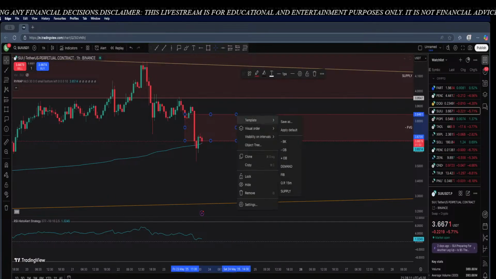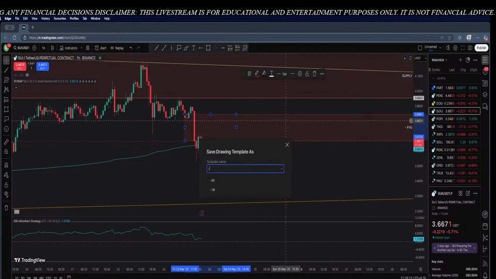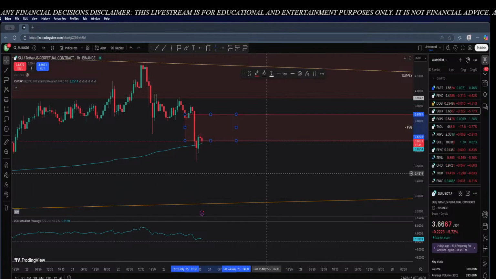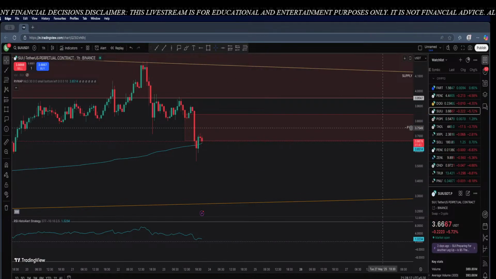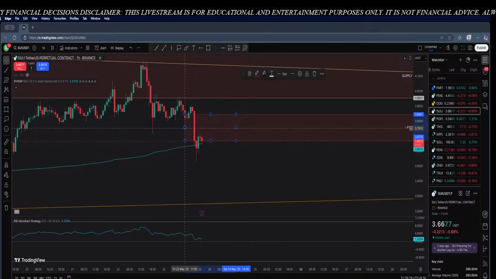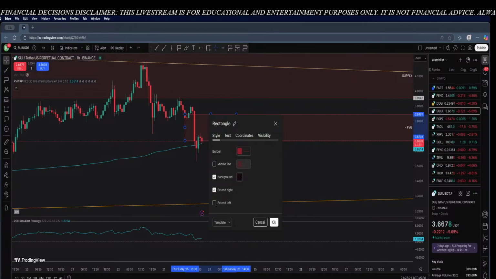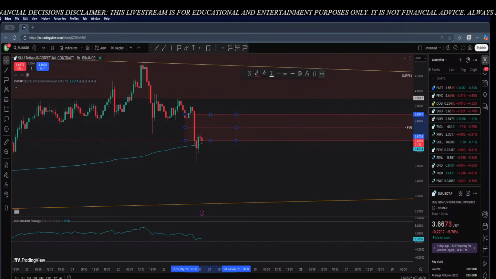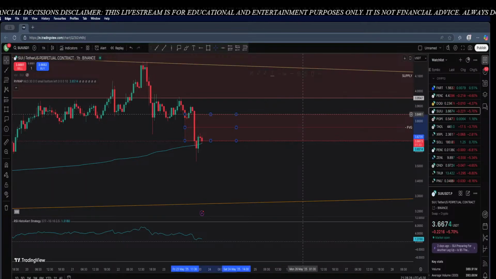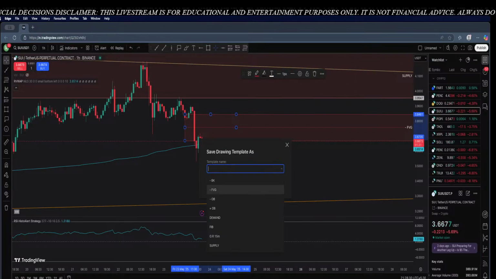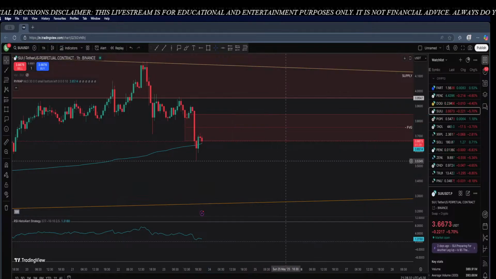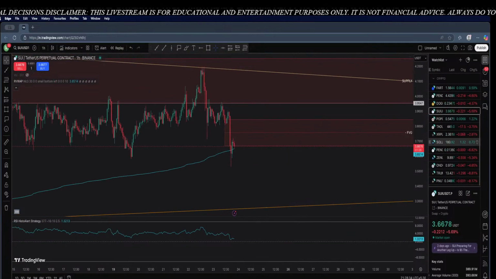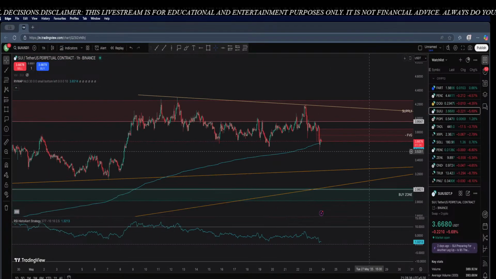Right. There we go. Let me set up the midline. It'll be a consequent encroachment. Beautiful. This is what we're looking at for Sui right now.